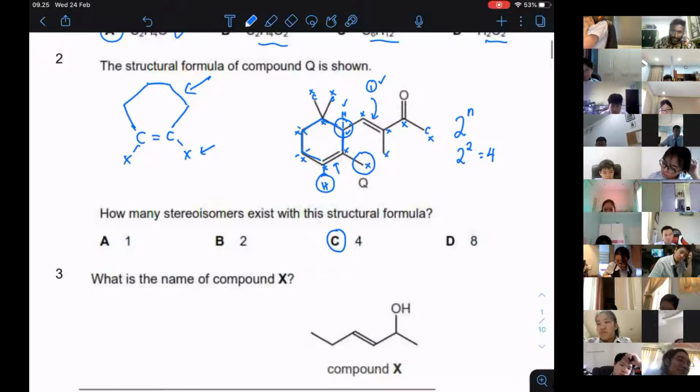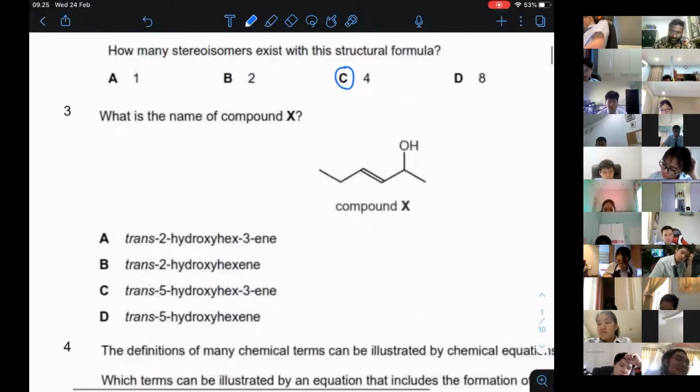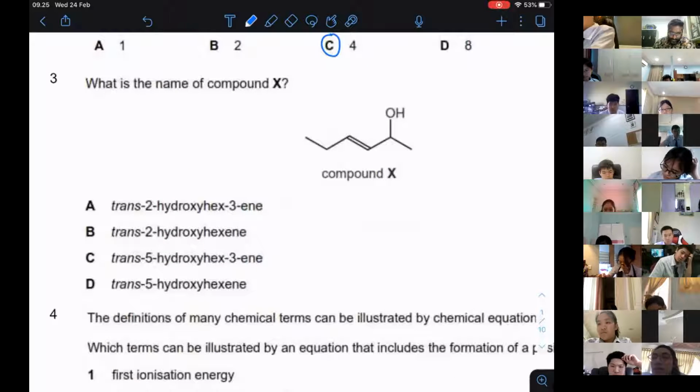So here, let's continue. These are all easy questions. You can see here, what is the name of compound X?